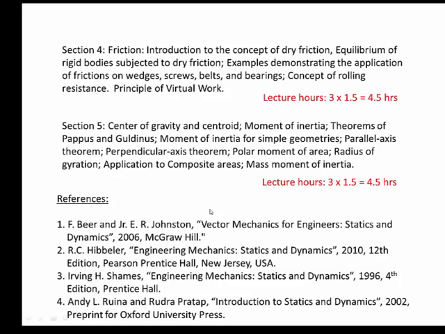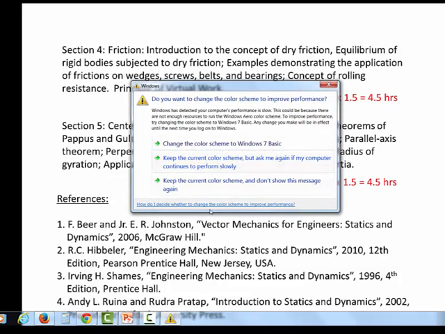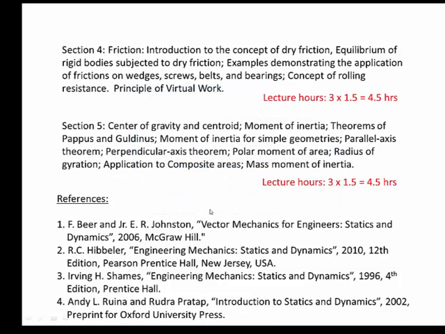Then we will also demonstrate the parallel axis theorem and define how to find the polar moment of area and radius of gyration. Then we will apply some of these methods to find the moment of inertia, either area or mass, of composite structures, composite areas or volume. And finally, we end this discussion.